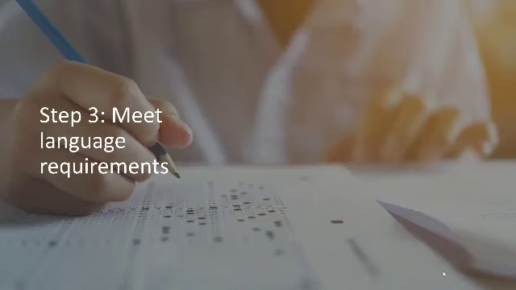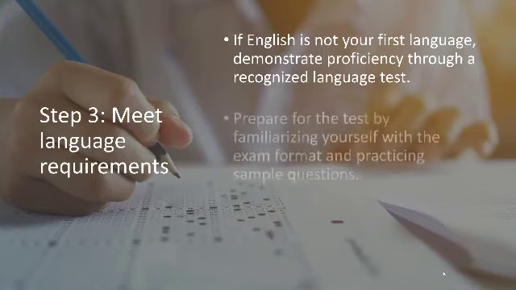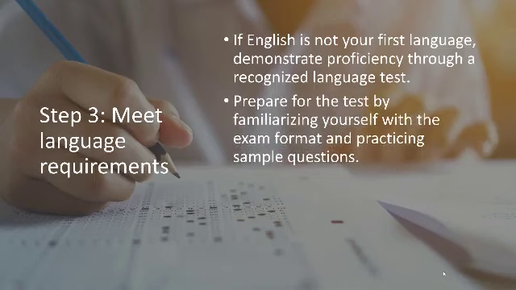Now step 3 is to meet the language requirement, which we mentioned before. If English is not your first language, demonstrate proficiency through recognized language tests, which in most cases is the IELTS. Most universities will say that if you are from a country where the official language is English, and from primary school to secondary school and university you were taught in English, then they may waive the English exam for you. And prepare for the test by familiarizing yourself with the exam format and practicing sample questions.